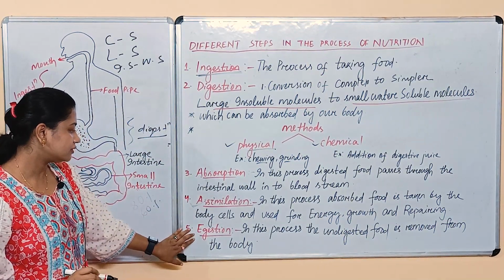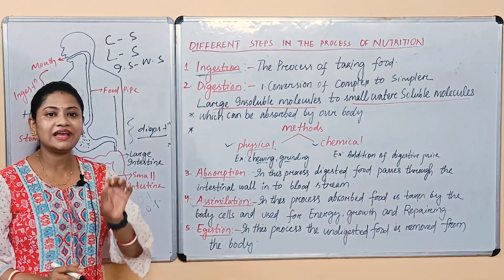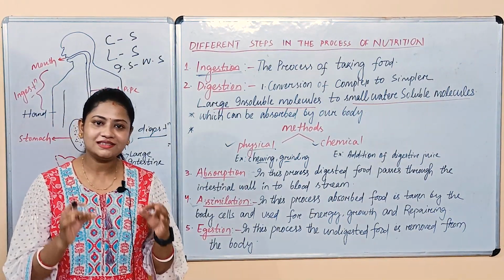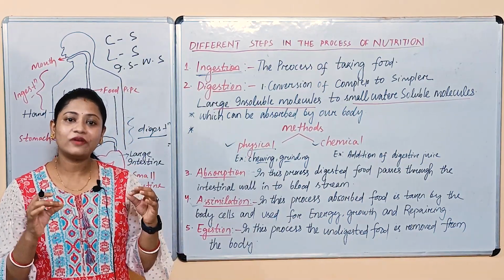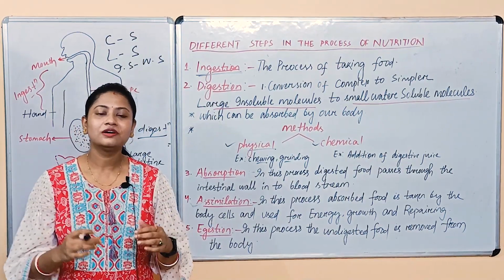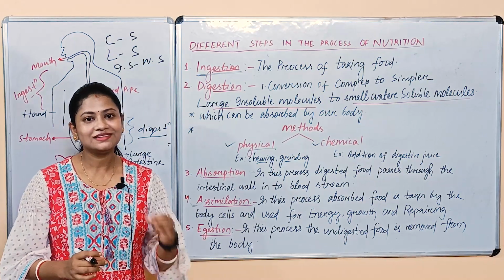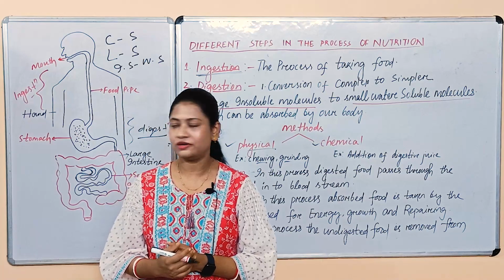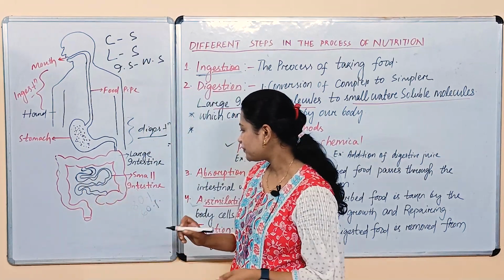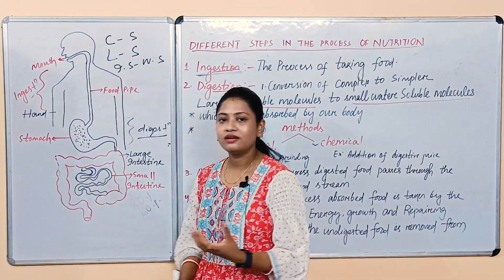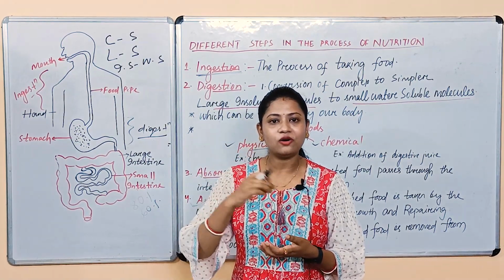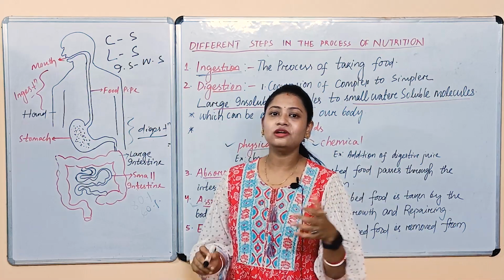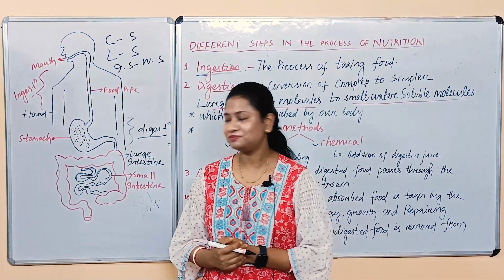Now the last step, step number 5, is known as the egestion process. In the egestion process, the undigested food and the waste food material are removed from the body, right? Then what is the undigested food? When the large intestine extracts all the nutrients and all the vitamins from that food, this food becomes the undigested food, right?